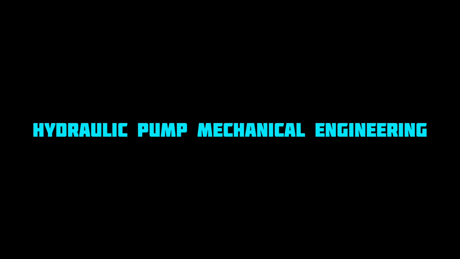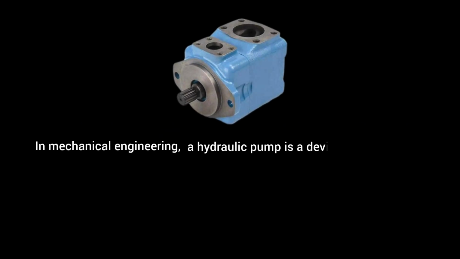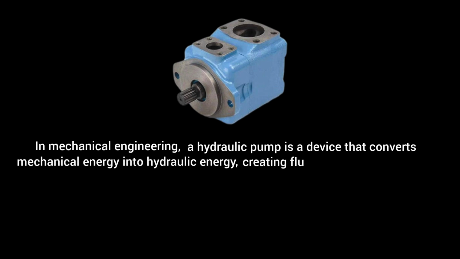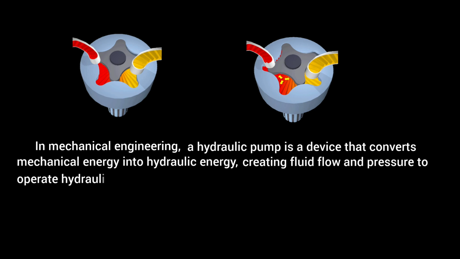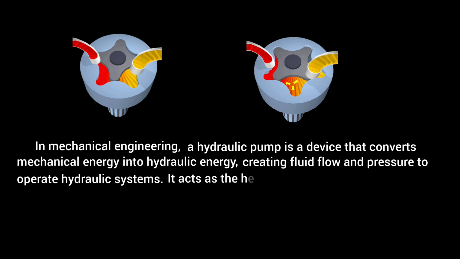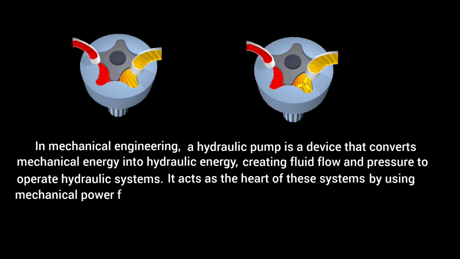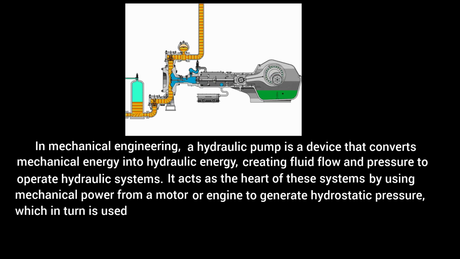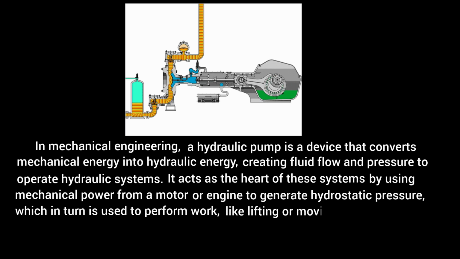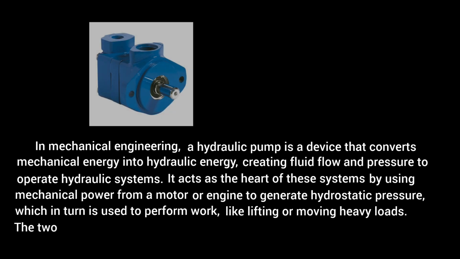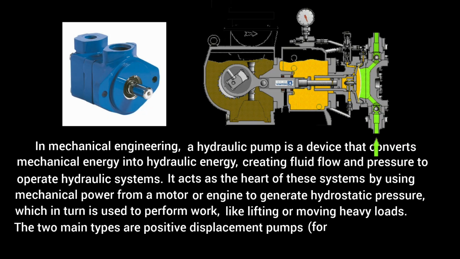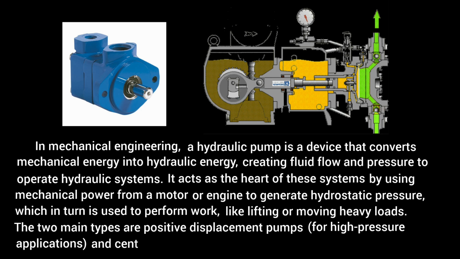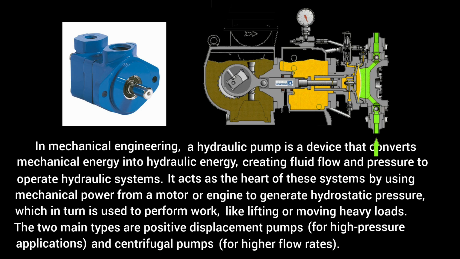Hydraulic pump, mechanical engineering. In mechanical engineering, a hydraulic pump is a device that converts mechanical energy into hydraulic energy, creating fluid flow and pressure to operate hydraulic systems. It acts as the heart of these systems by using mechanical power from a motor or engine to generate hydrostatic pressure, which in turn is used to perform work, like lifting or moving heavy loads. The two main types are positive displacement pumps, for high-pressure applications, and centrifugal pumps, for higher flow rates.